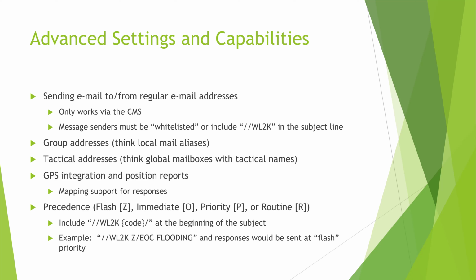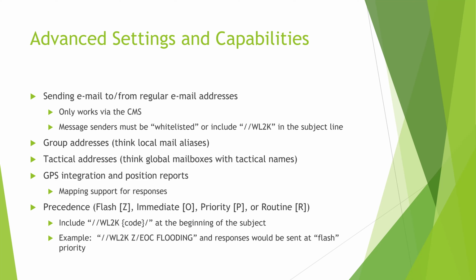It also supports group addresses. Think of that like a local mailing list alias, right? So I could set up an alias on my client called Mark and add everybody's call sign to that. And then if I send a message to Mark, it will actually send it to all of the addresses in that. I don't have to worry about typing everybody's call sign every time. That's strictly local, right? So if I set up one called Mark and Vern is on the list, he's not going to be able to send it to Mark unless he sets one up as well, okay?